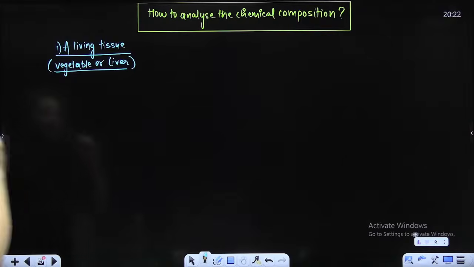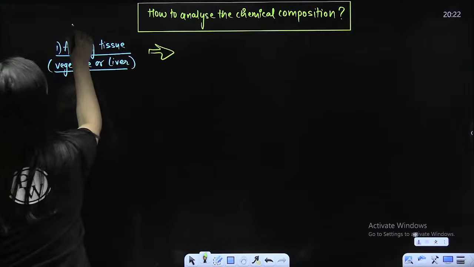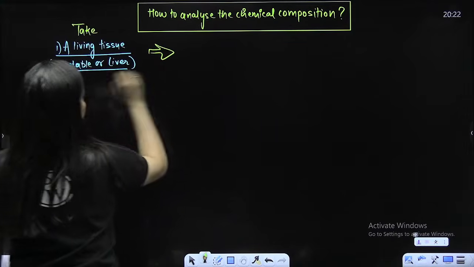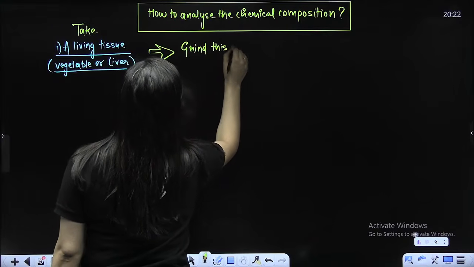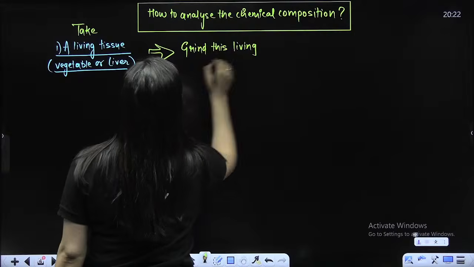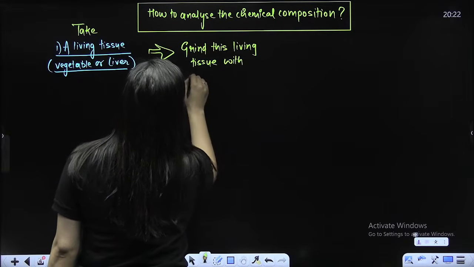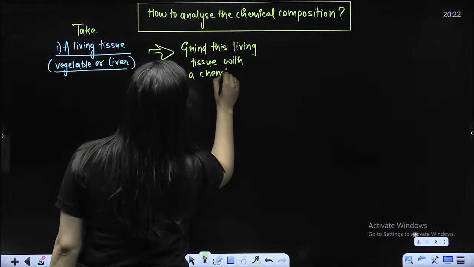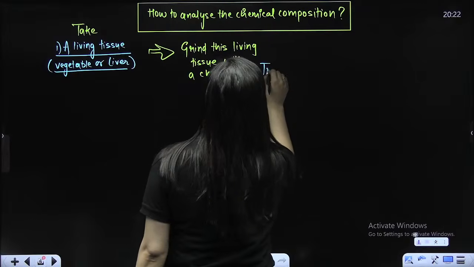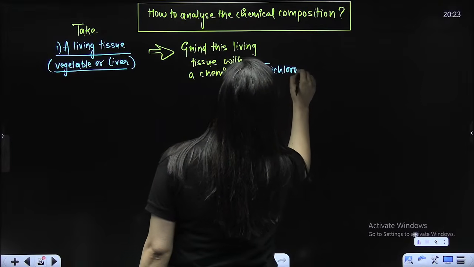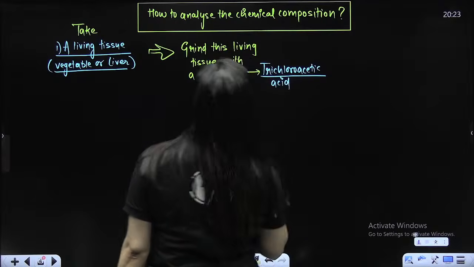Now what do we have to do? Take a living tissue, number one, then grind this living tissue with a chemical. What is the name of that chemical, students? The name of that chemical is trichloroacetic acid.